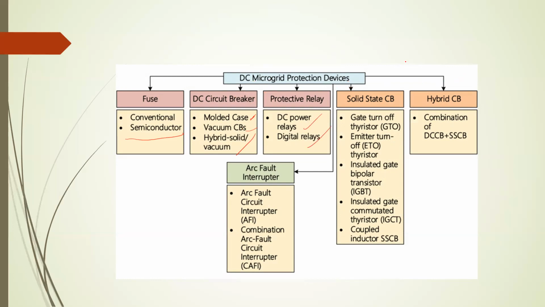And there are different types of solid state circuit breakers such as gate turn-off thyristor, emitter turn-off thyristor, insulated gate bipolar transistor or IGBT, or insulated gate commutated thyristor or IGCT, or coupled inductor as a solid state circuit breaker. And a hybrid circuit breaker is a combination of a DCCB or DC circuit breaker and a solid state circuit breaker. Arc fault interrupter. The arc fault interrupter or AFI is one of the forms of protection devices used in the DC microgrid. An arc fault circuit breaker is a combination of arc fault circuit interrupter.